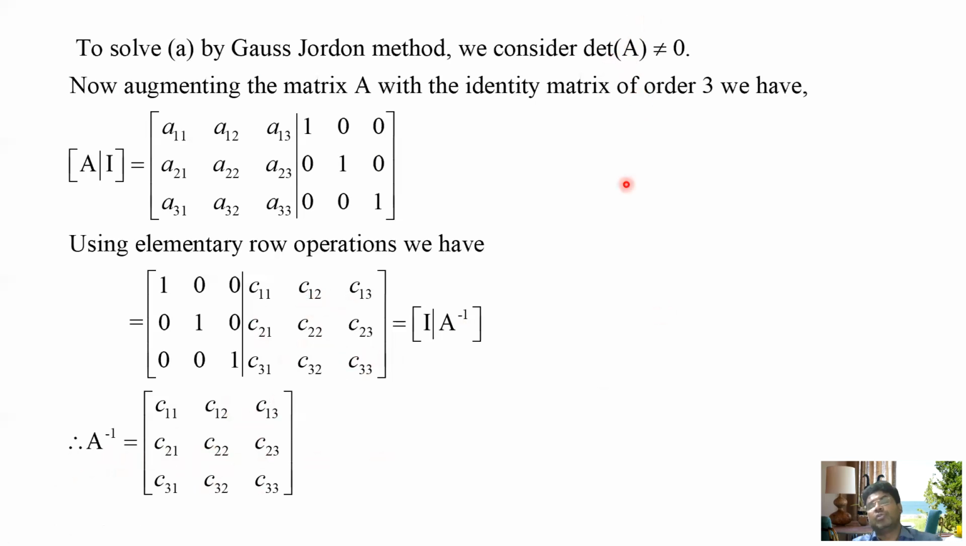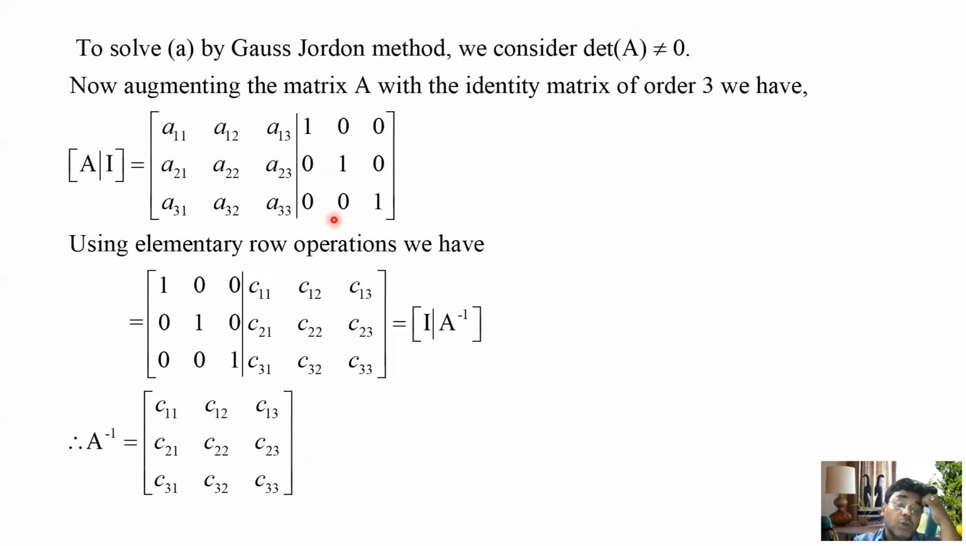Because if I know determinant A is not equal to 0, automatically I can conclude A inverse exists by default. But if determinant A is equal to 0, you can't find A inverse, so you can't generate this matrix. That's why you should check whether determinant A is not equal to 0 or not. If it is not equal to 0, then you can proceed further.